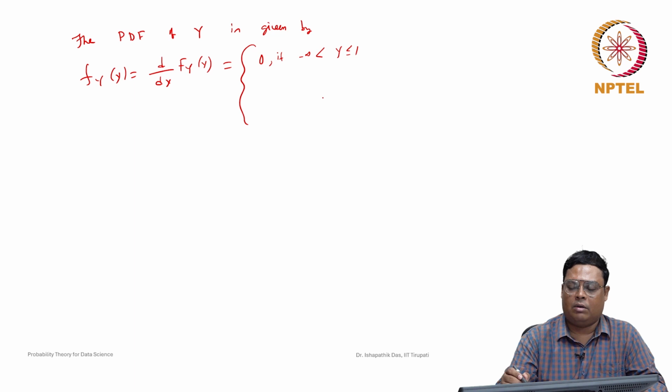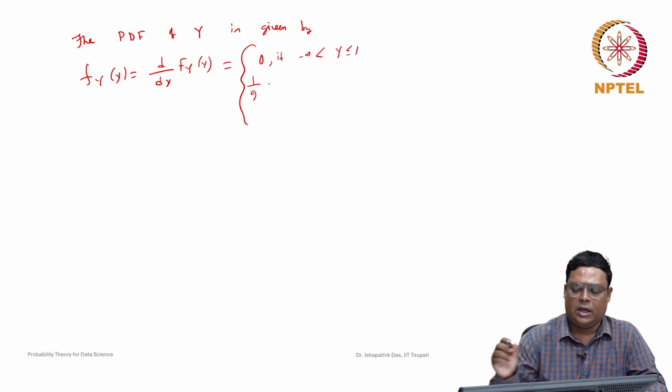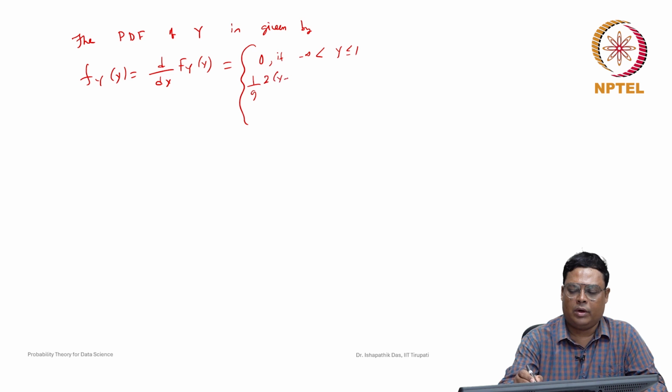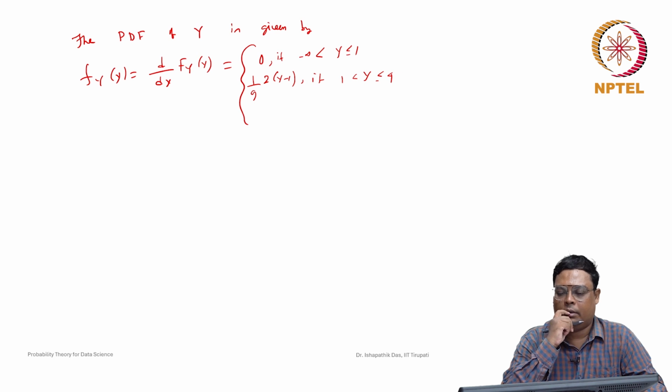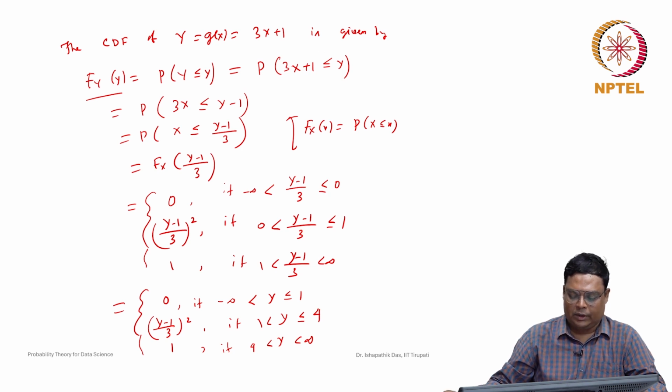And now if y is between 1 and 4, then the CDF is ((y minus 1) by 3) whole square, so this is 1 by 9 into (y minus 1) whole square. The derivative will be 2 into (y minus 1). So this is 2 by 9 into (y minus 1), for y greater than 1 and less than or equal to 4. The derivative of y minus 1 is the same, 1. So this is fine, it seems.